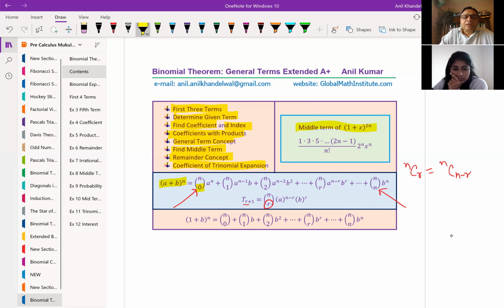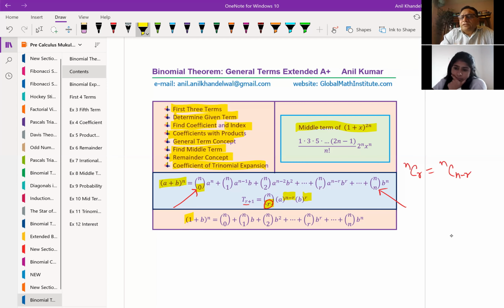And as you know, T(r+1) will be n choose r, a to the power of n minus r, b to the power of r. So the exponent of b is the same as the r value, and the exponent of a, the first term, is n minus r. We'll actually also see when this equation is modified, the value of a is placed as 1. In that case, it's a much simpler series to work with. We do take a lot of advantage of this simple series to solve many questions, right?